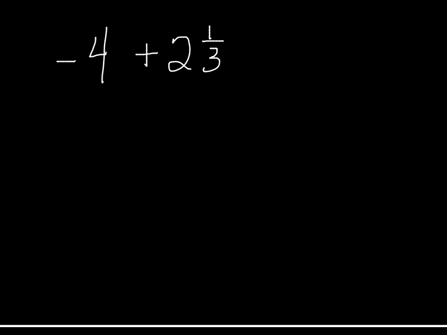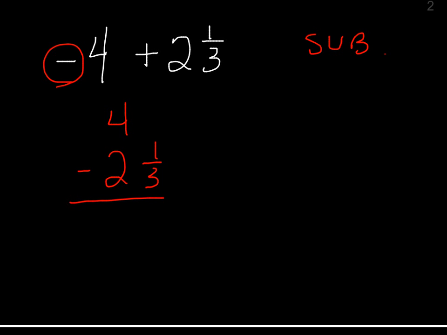And this time I have a negative and a positive again. I've got plus in the middle, so I'm still going to be subtracting. This time, 4 is bigger than 2 and 1/3, so I'm going to put the 4 on top, and I'm going to say minus 2 and 1/3. Now my 4 was my negative one, so I know my answer will be negative. Now I can't take 1/3 away from nothing here, so I have to borrow.